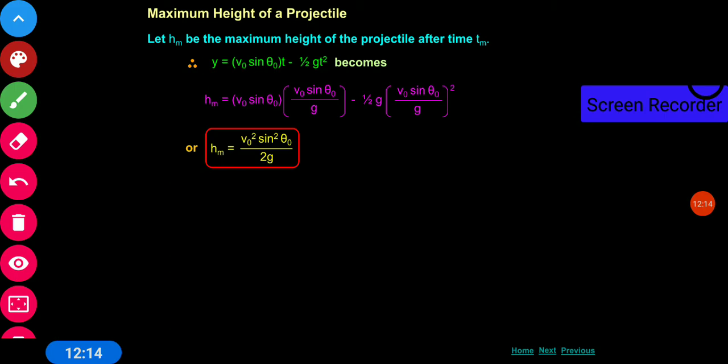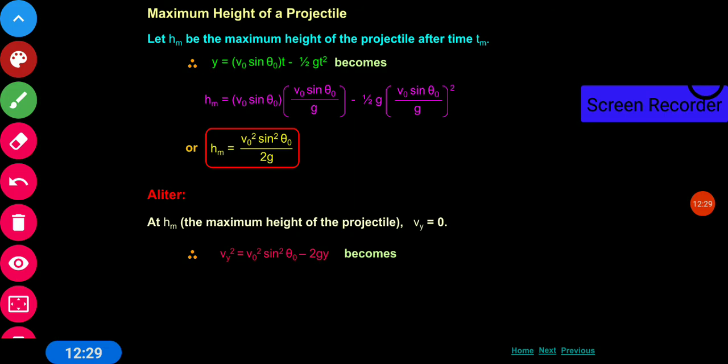Simplifying, we get Hm = v0² sin² θ0 / 2g. So this is the expression for the maximum height of a projectile. Now at Hm, the maximum height of the projectile, vy is equal to 0, that is, the velocity at that point is equal to 0.